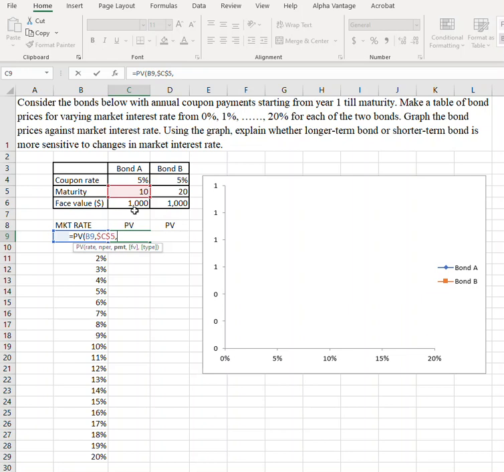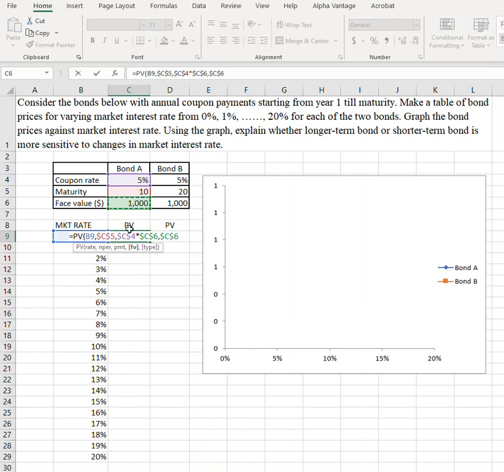The coupon payment is calculated as the coupon rate times the face value of the bond. Next, we need a future value. That's the amount that we will receive upon maturity, which is a return of the face value or the notional amount of the bond.